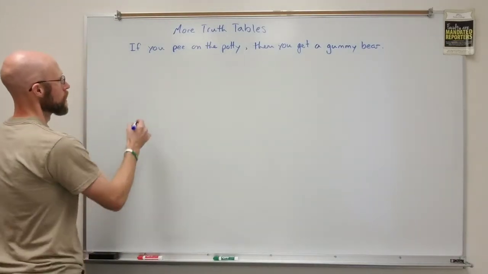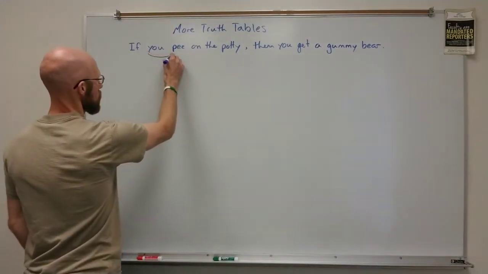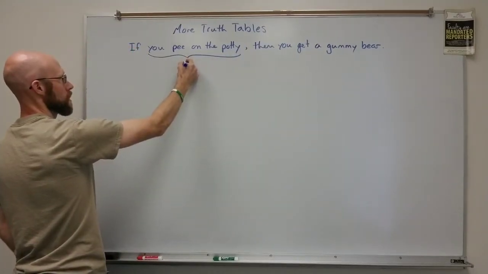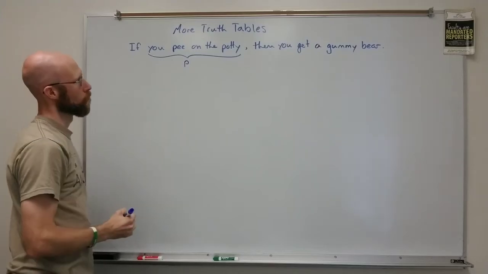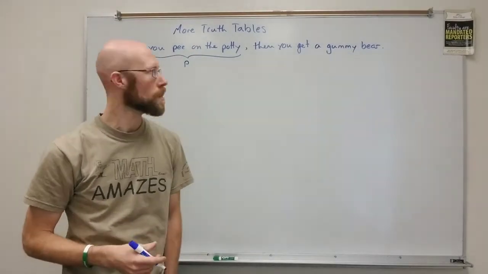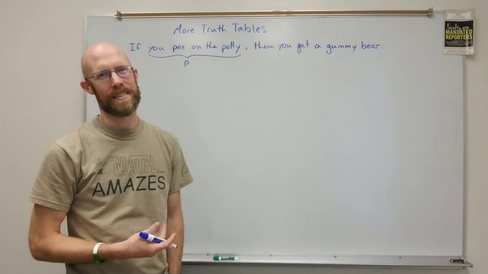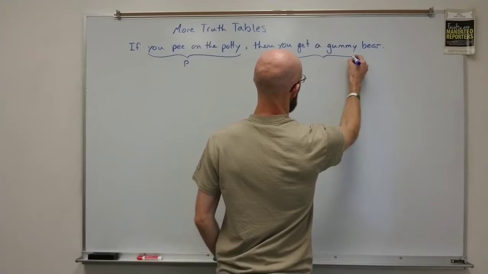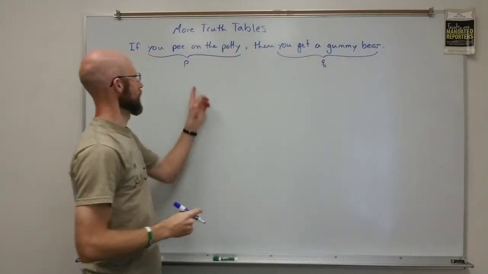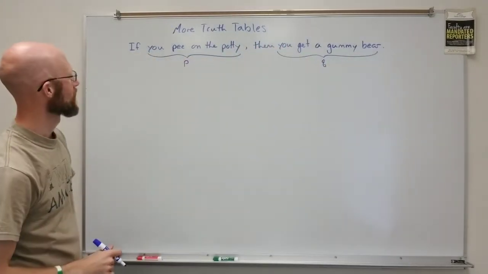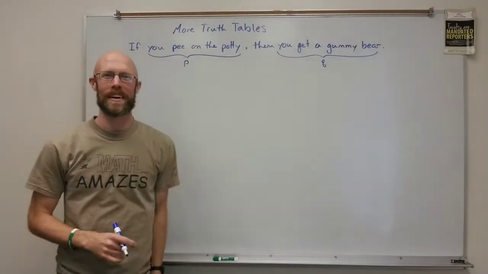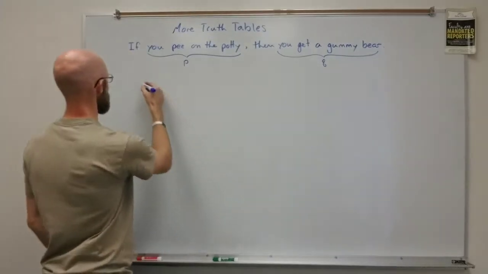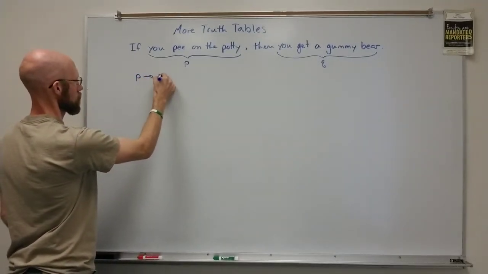Anyway, it is a conditional statement, and it does fit what we're looking for here. So what we're going to do: the simple statement, you pee on the potty, I could represent that with P. That makes sense, P on the potty. And get a gummy bear, we could represent that with Q. So if you pee on the potty, then you get a gummy bear. That's our if P then Q. Symbolically, we would write that P implies Q.